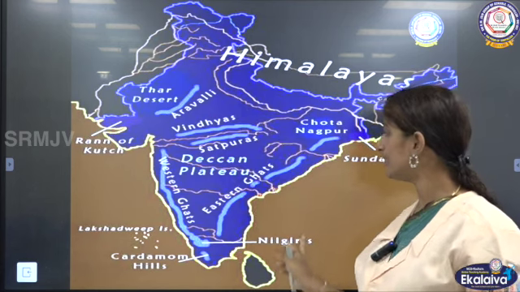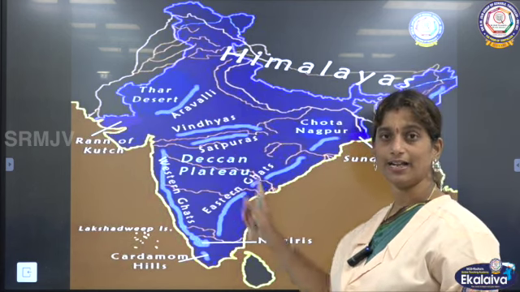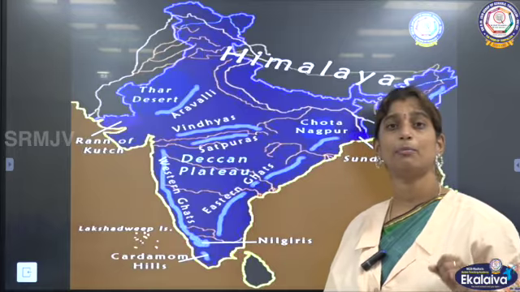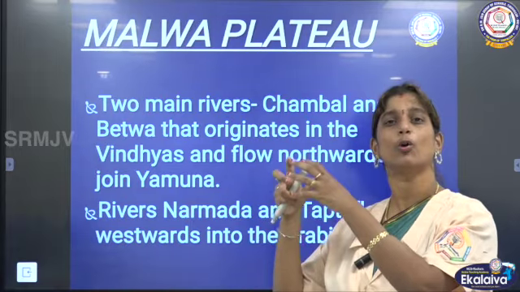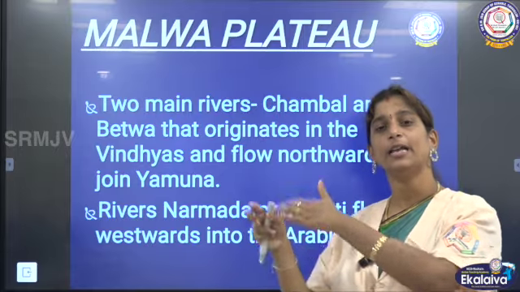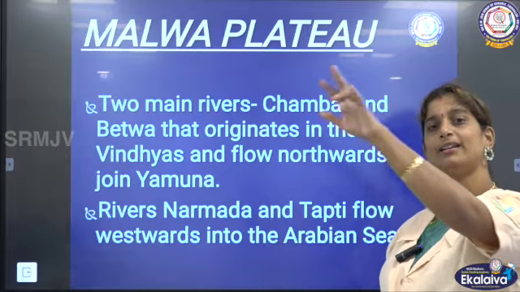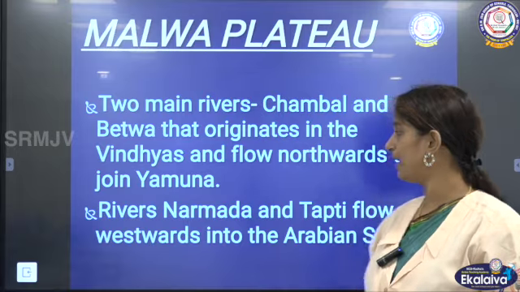So two rivers that start from the Vindhyas, what are they? Chambal and Betwa. Those two rivers originate from the Vindhyas, pass through this plateau and get connected to the Yamuna river.